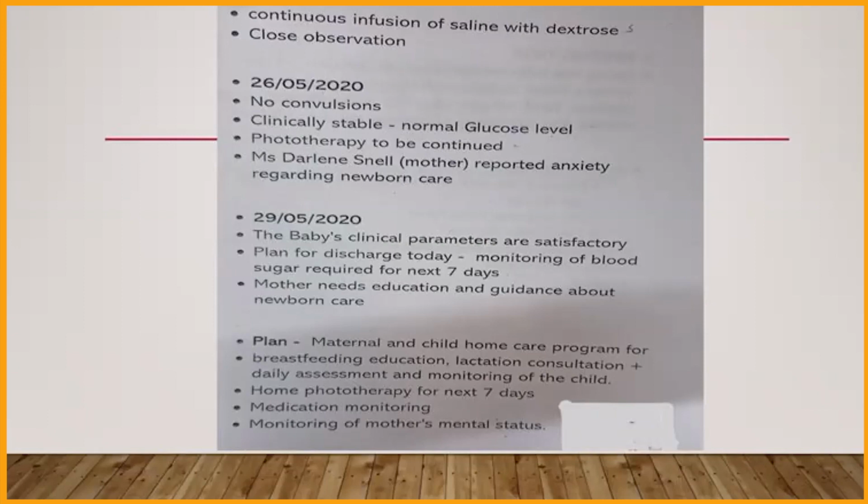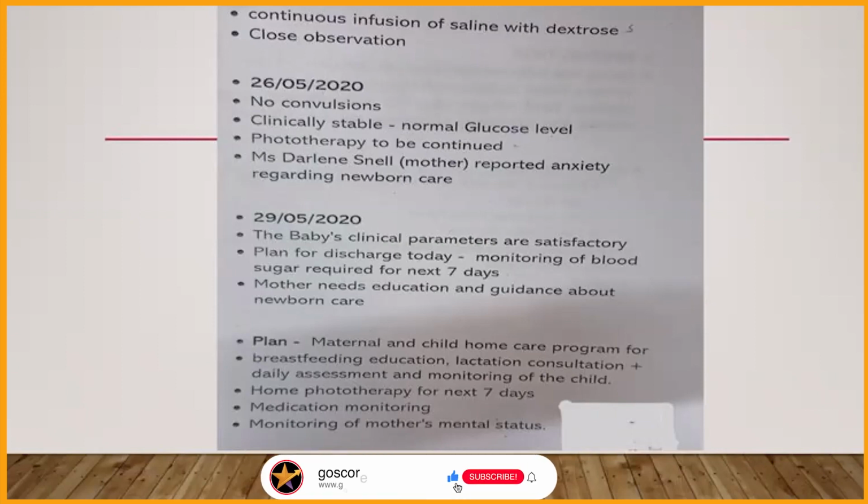Read the plan. Plan. Maternal and child home care program for breastfeeding education, lactation consultation plus daily assessment and monitoring of the child. Home phototherapy for next 7 days. Medication monitoring of mother mental status.